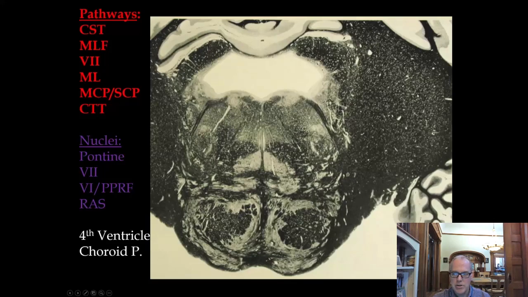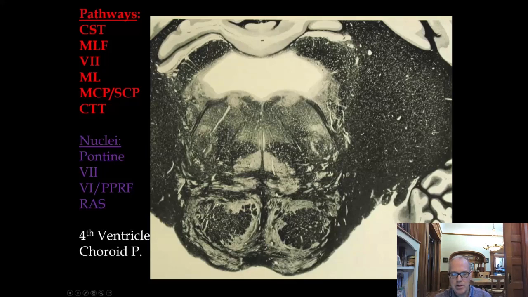I already mentioned the middle cerebellar peduncle, and then here we're seeing the superior cerebellar peduncle. So this mainly connects the cerebellum with the midbrain. Remember, most of this is outgoing information from the cerebellar cortex back to the motor cortex of the brain.